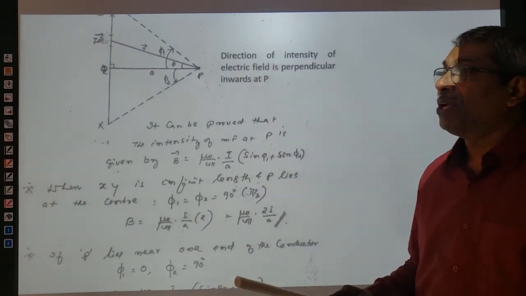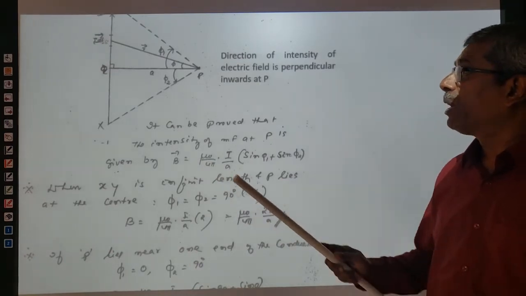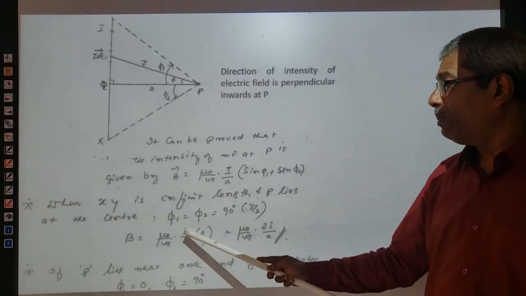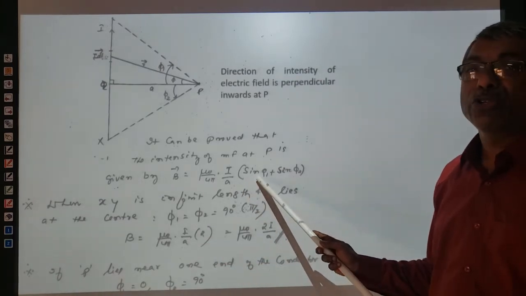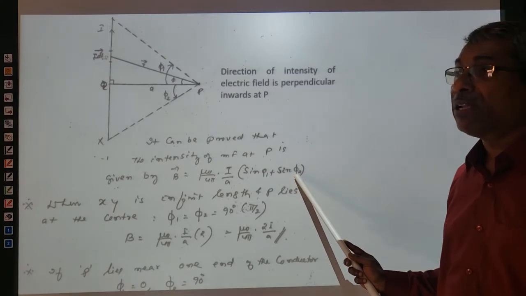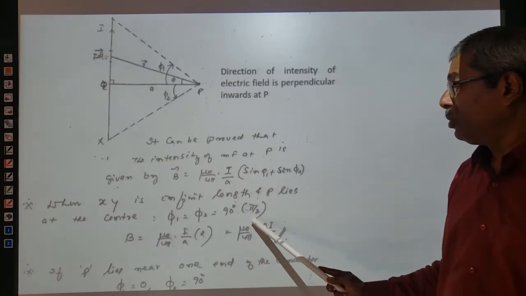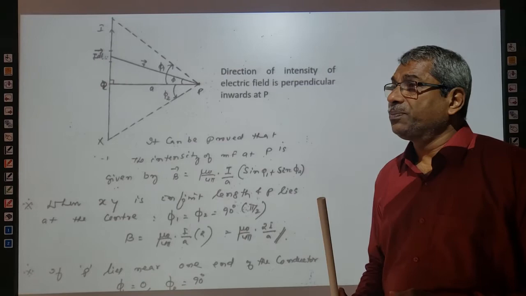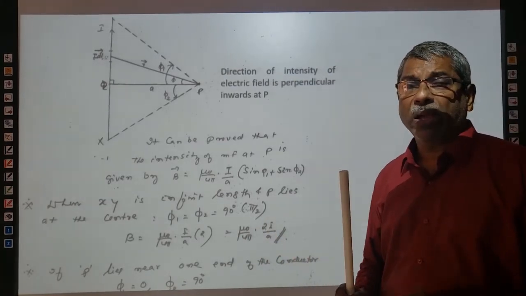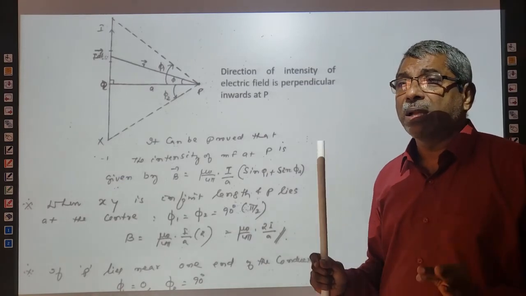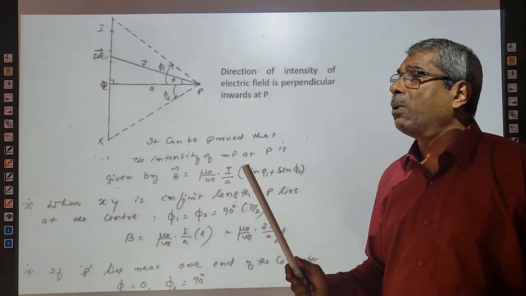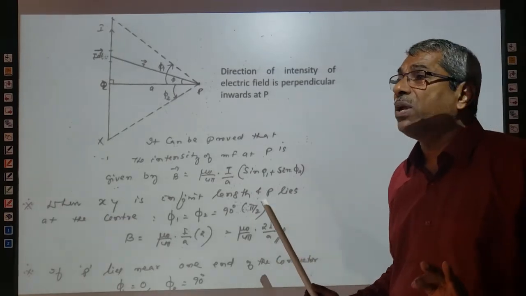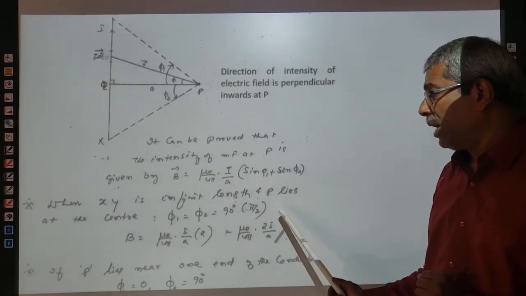For an infinite conductor carrying current I, the intensity of magnetic field at a point on the perpendicular bisector is given by B is equal to mu0 by 4 pi into I by A into 2, because sine phi 1 is equal to sine 90, sine phi 2 also equal to sine 90. Sine 90 is equal to 1, 1 plus 1 is equal to 2. That means mu0 by 4 pi into 2 I by A. This relation is a very important relation, so I will derive this relation. This is the intensity of magnetic field due to a current carrying conductor of infinite length at a point on the perpendicular bisector, distance A away from the conductor, given by mu0 by 4 pi into 2 I by A.